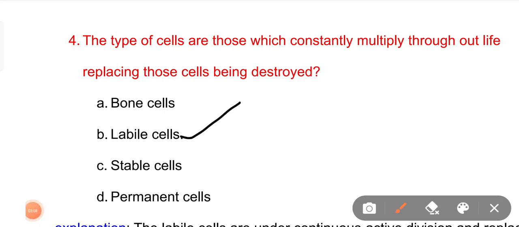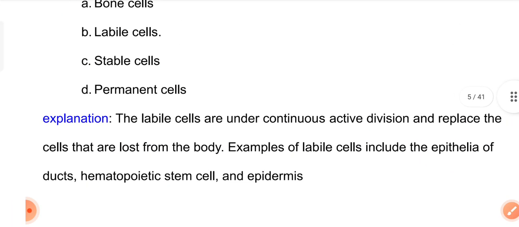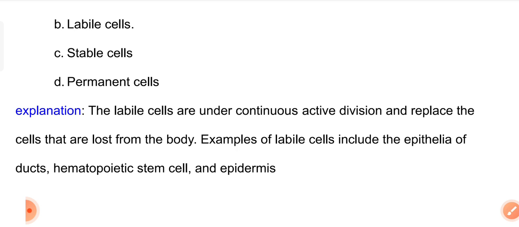Labile cells are the cells which are constantly multiplying throughout life. Labile cells are under continuous active division and replace the cells that are lost from our body. Division in the sense of cell division and replacing with new cells. For example, the labile cells are epithelia of ducts, hematopoietic stem cells and epidermis. So in these areas we can see labile cells.